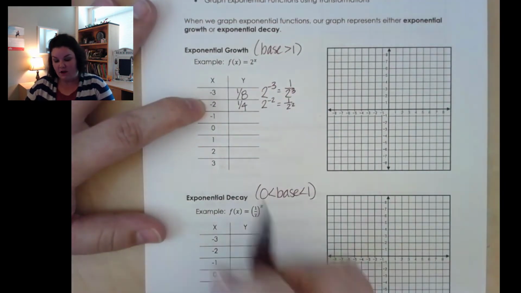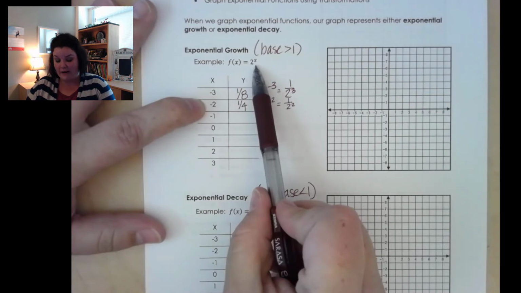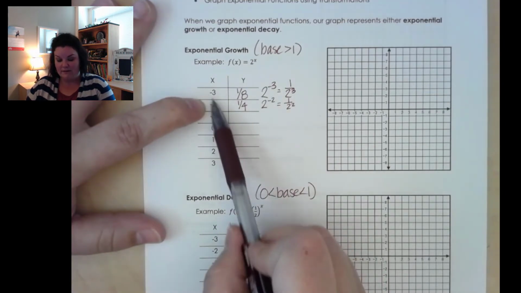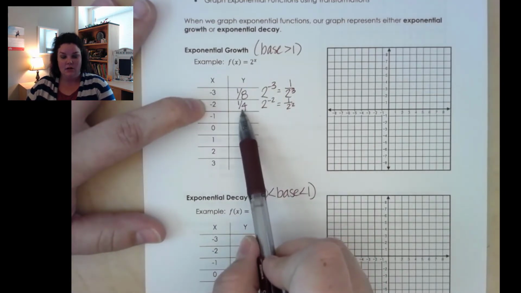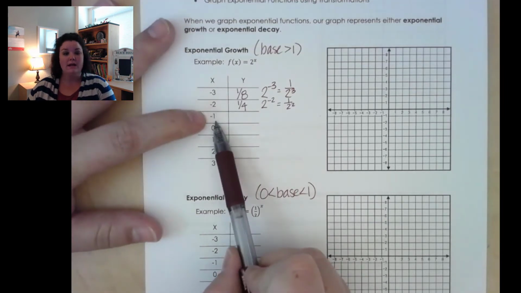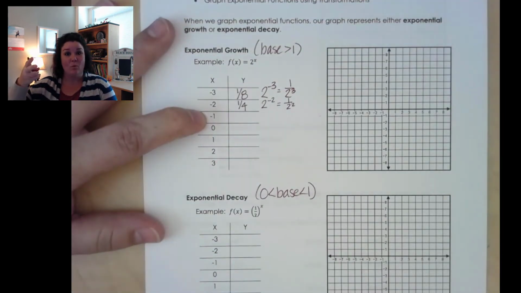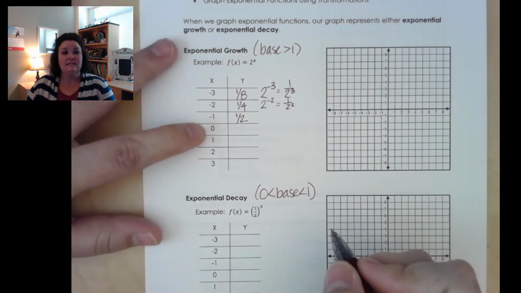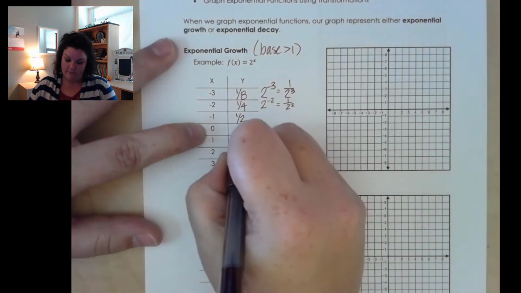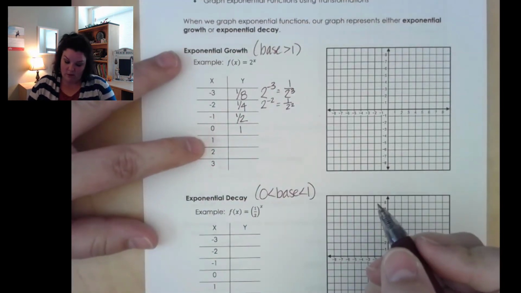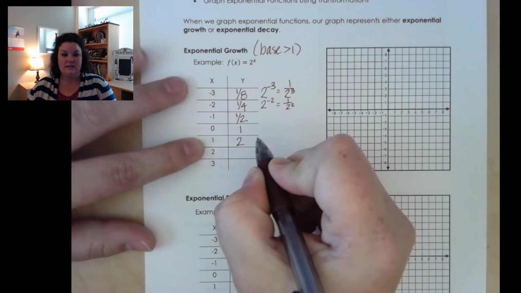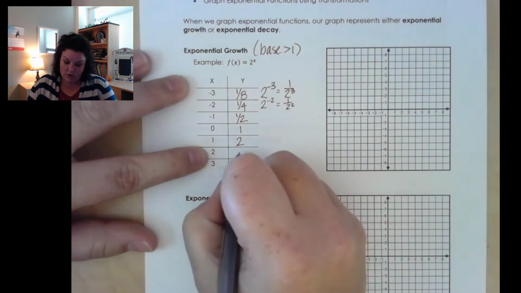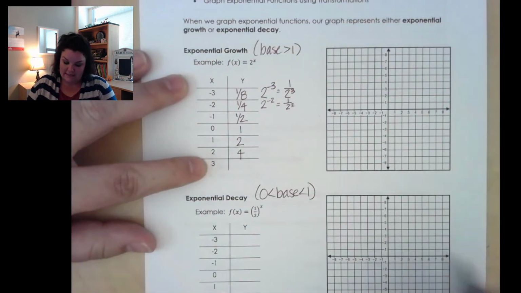Notice it's almost like I'm just taking this 2 and raising it to these powers, but then the negative flips it upside down. So if I do 2 to the -1, the negative is going to flip it and make it 1/2, and now it's just to the first power. So this will give us 1/2. Any number to the 0 power is 1. 2 to the first power is 2. 2 to the second power is 4. And 2 to the third power is 8.